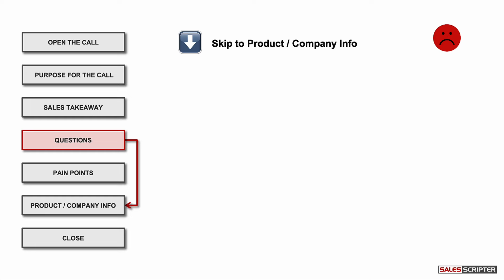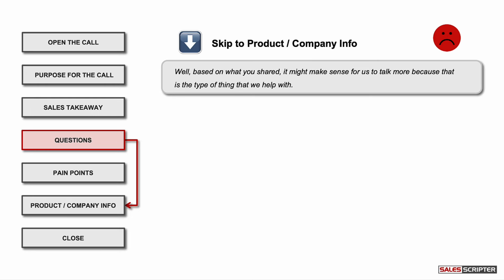And the way to transition to that next step is you might say something like this after you hear that hot response. You might say, well, actually, based on what you shared so far, it might make sense for us to talk more, because that's actually the type of thing that we help with. And then you share some of your product and company information. Now I'll show you what that looks like, but before I do that, let's talk about the other direction you can go if you get some of those other responses.